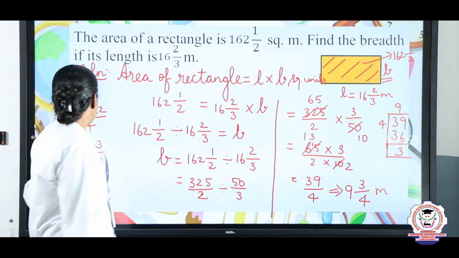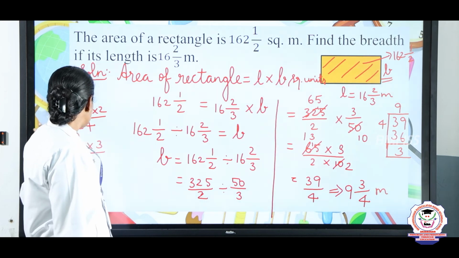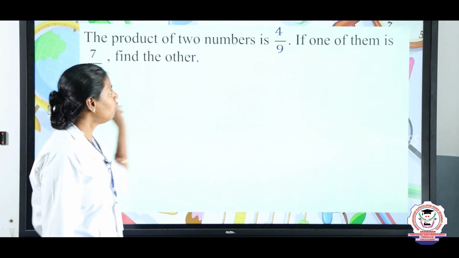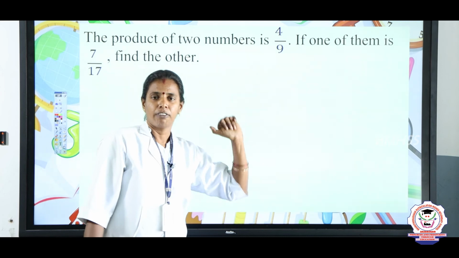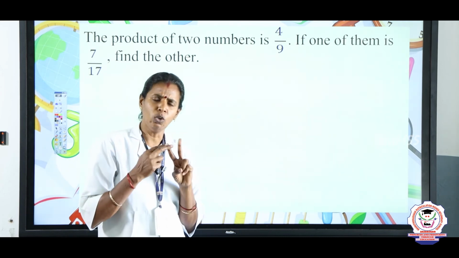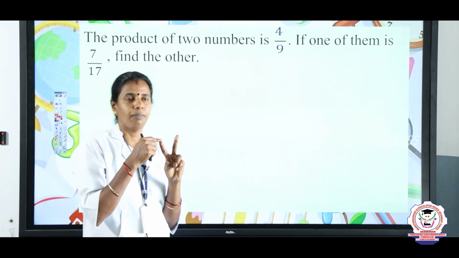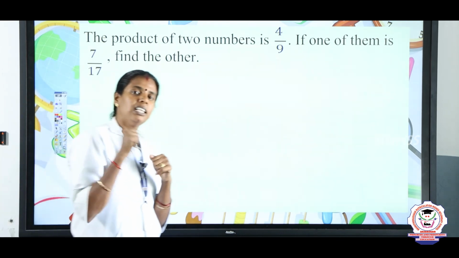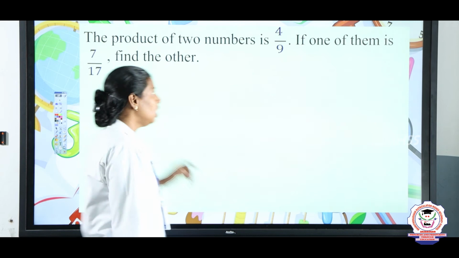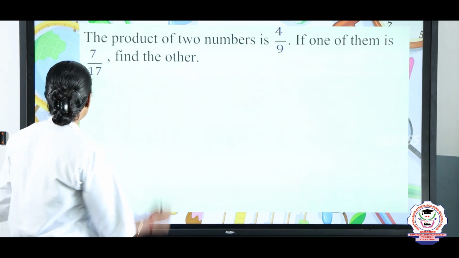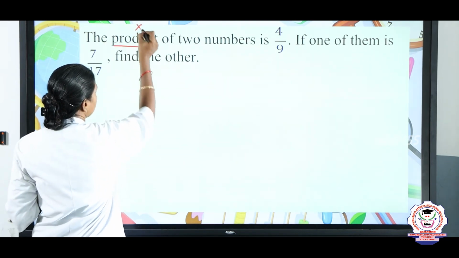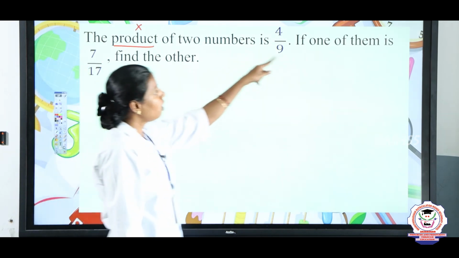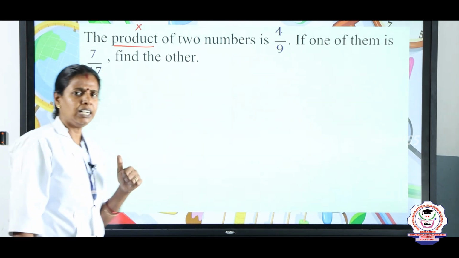Is it clear? The next problem we are going to see is, when the product of two numbers is given here as 4 by 9, and one of the two numbers is also given. So, one of the numbers is 7 by 17. What will be the other number? That is the question. Okay. See, what is the meaning of product? Product means multiplication, and one of the numbers is given. What will be the other number?